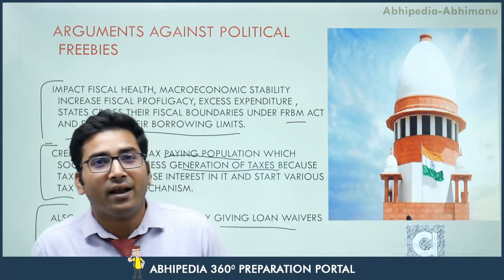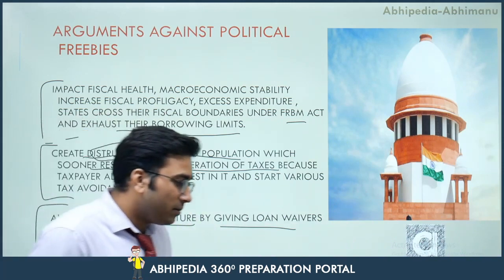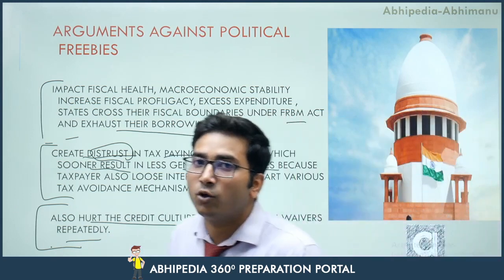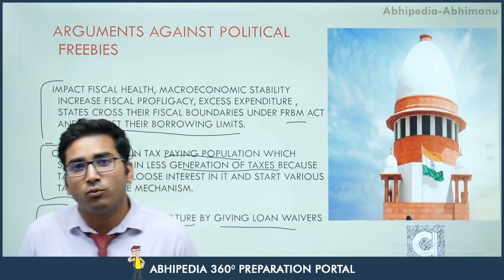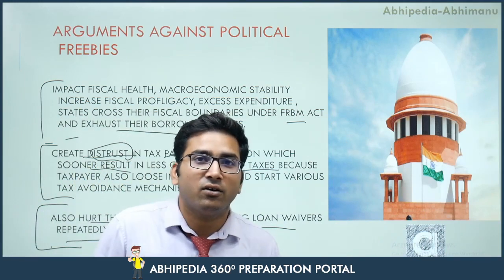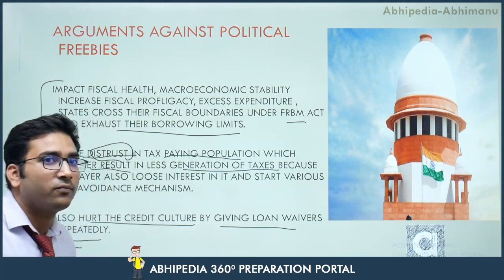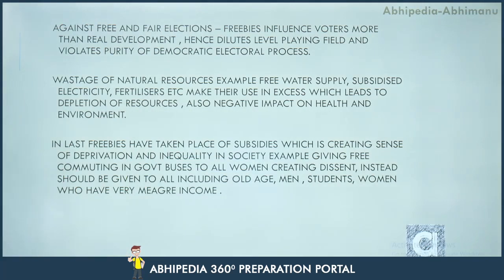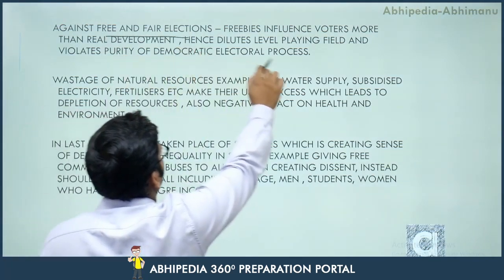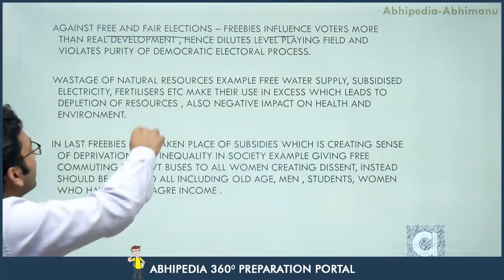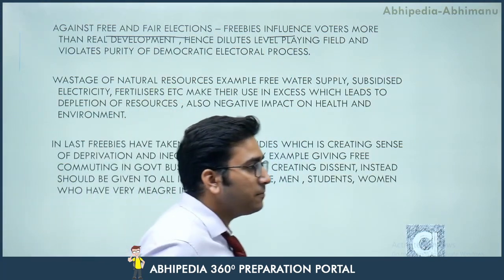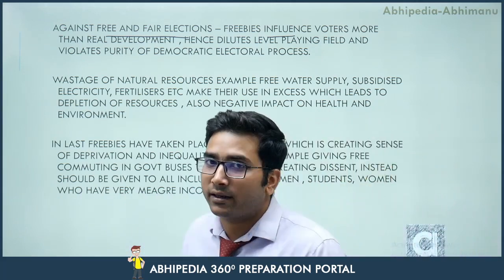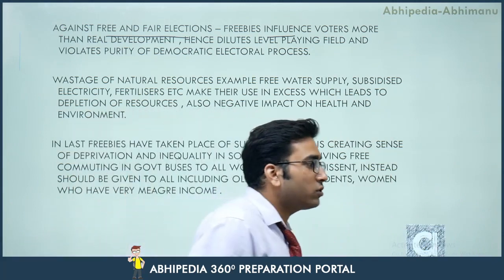And the result is the bank becomes a non-bank kind of institution, which simply means that the bank is then unable to perform its banking functions effectively and smoothly, and it just becomes a blank building. There's no effective usage of the banking system in that bank, right? Then it is against free and fair elections, because it influences voters more than real development, right? In India, it happens that the people who stop at red lights are not that respected compared to those who cross the light.